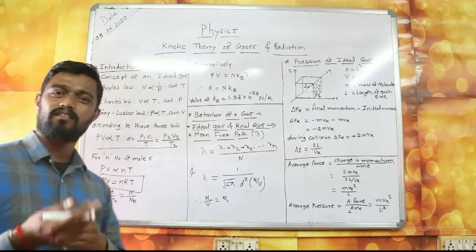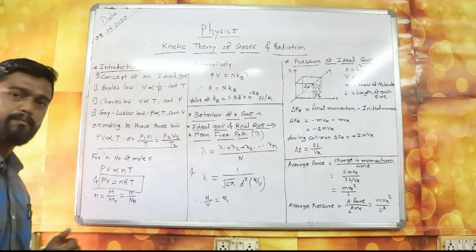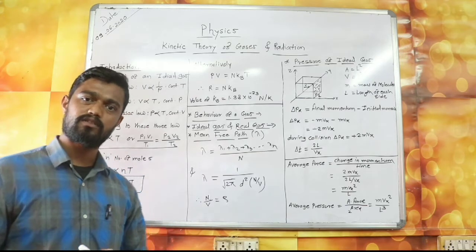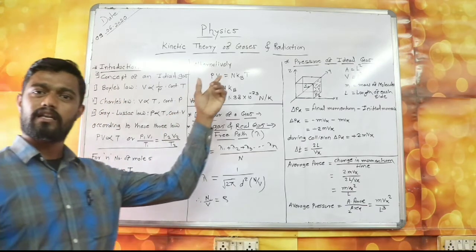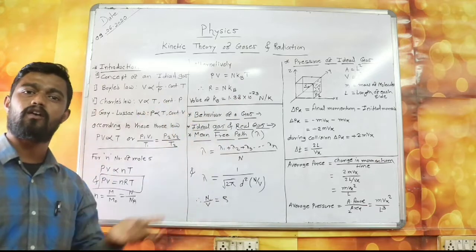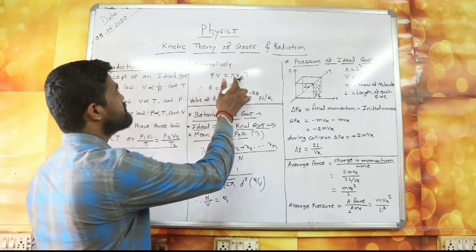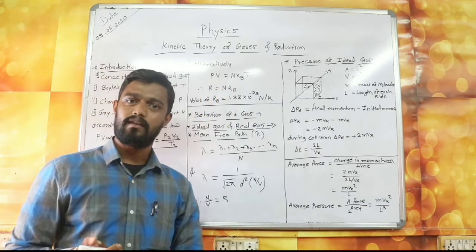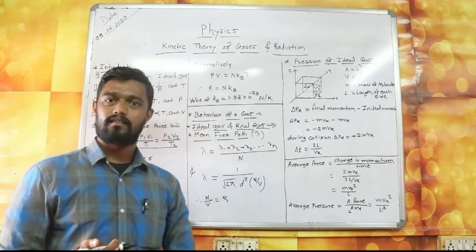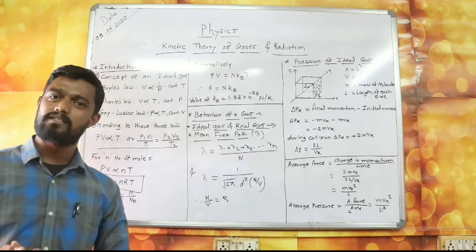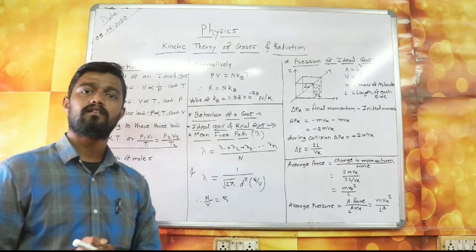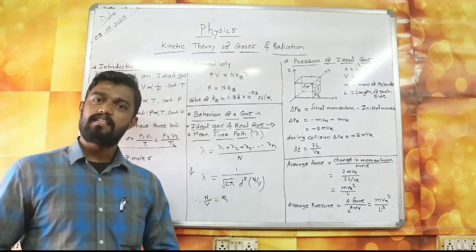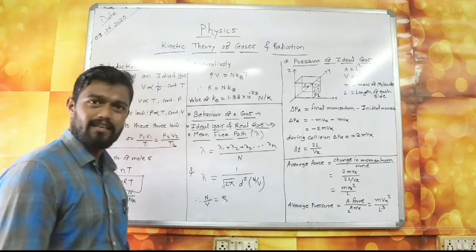What is the number of moles? Number of moles is equal to mass upon molar mass, M upon M0, which is equal to N upon NA. Alternatively, if I put the value of capital R, then I get PV is equal to N kBT. So R is equal to NA kB. The value of kB is 1.38 into 10 raised to minus 23 joule per Kelvin. This is the value.